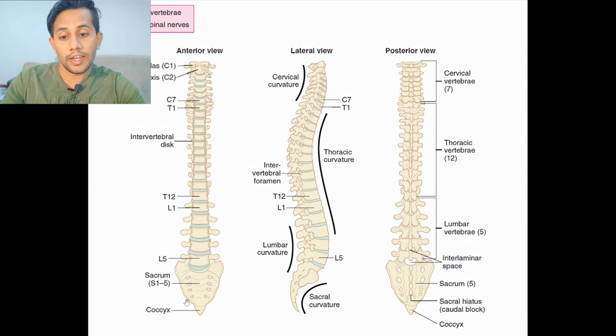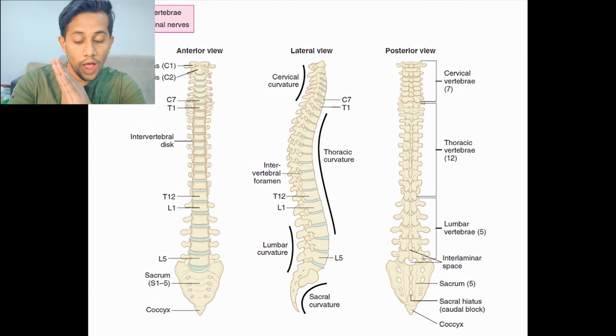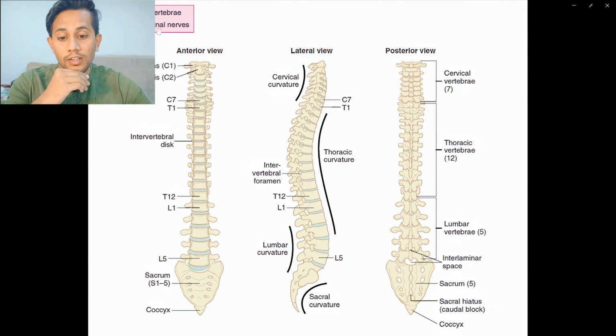Now also a point to note is that we have 31 spinal nerves. We have 33 vertebrae, however of spinal nerves we only have 31. Each spinal nerve is between 2 vertebrae. So C1 and C2 would have the first C spinal nerve, and then C2 to C3 will have the second, and so forth.